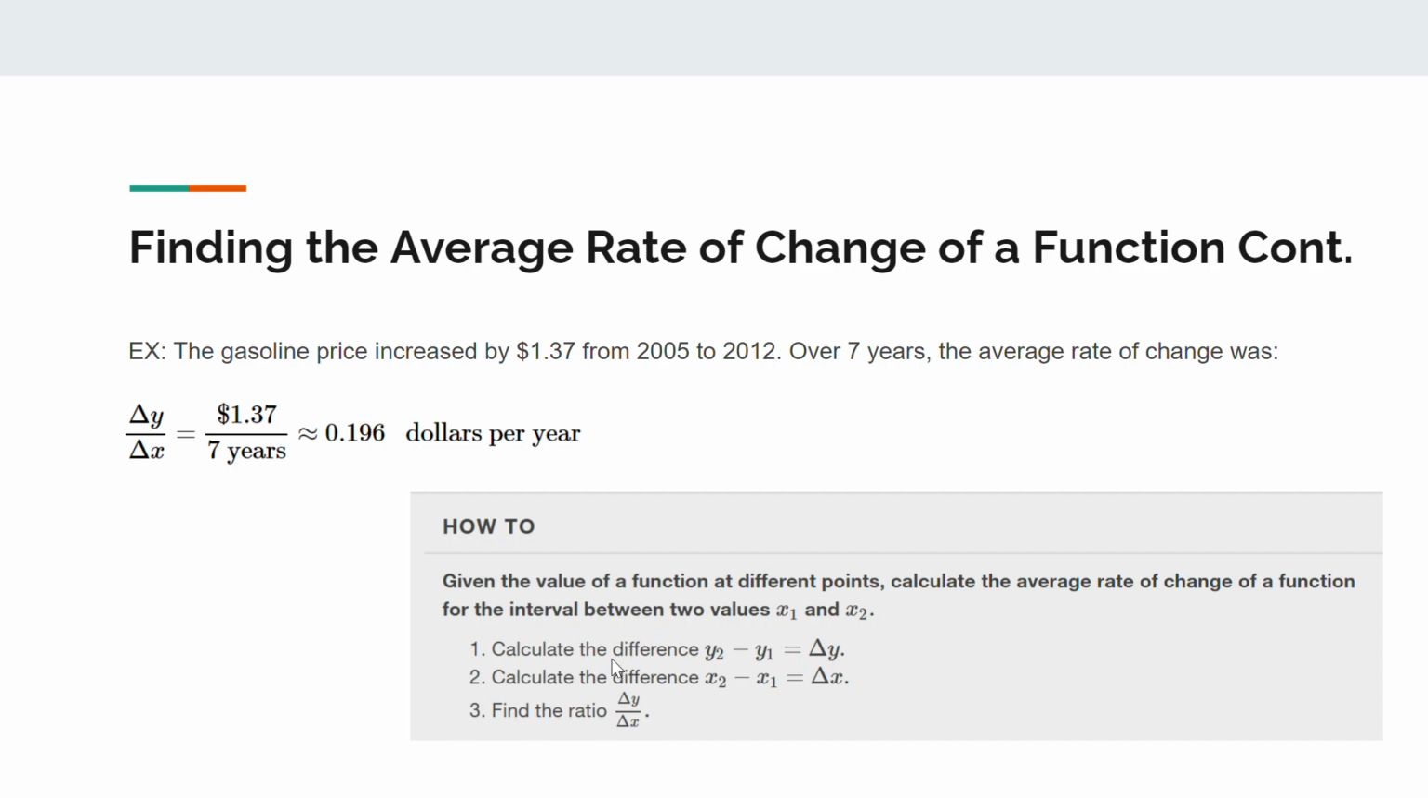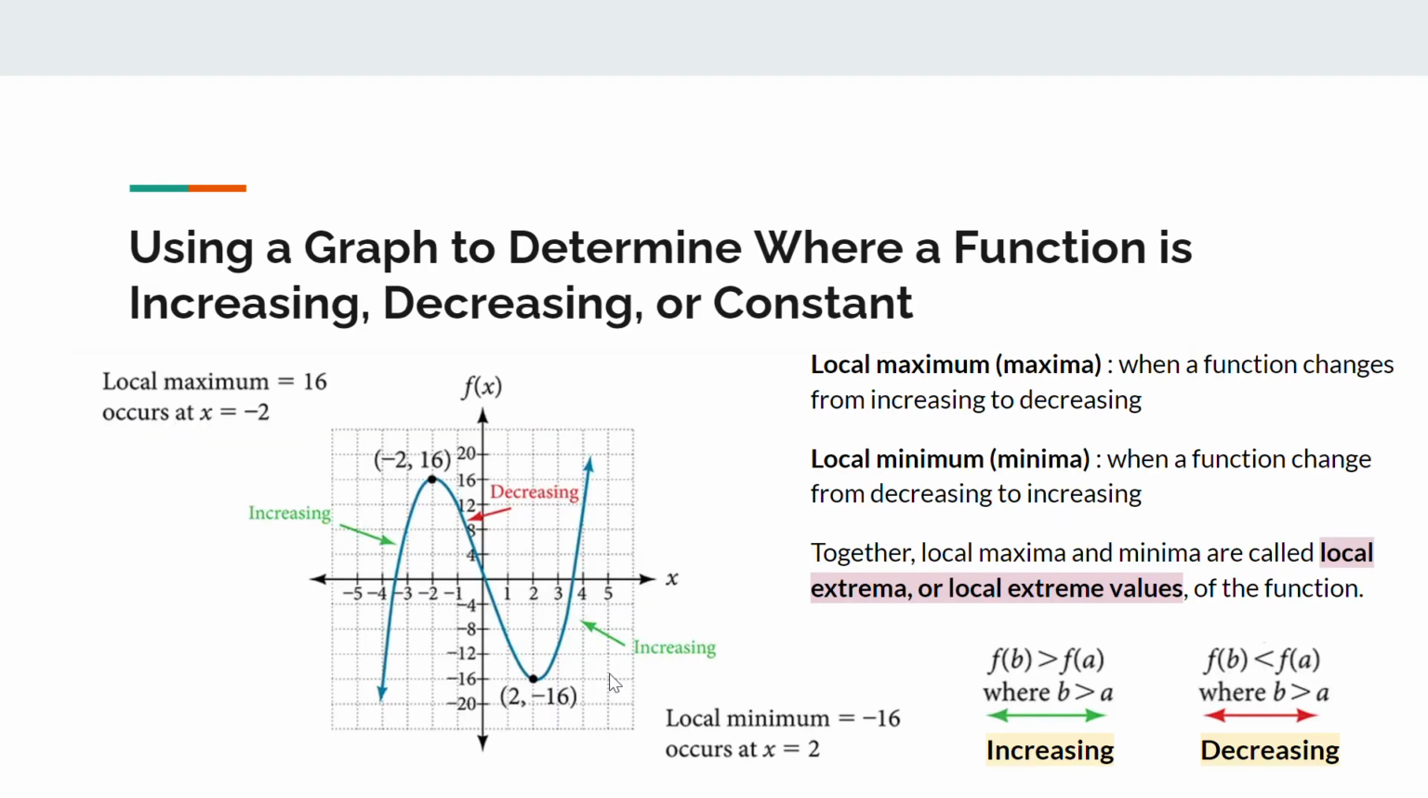So you first calculate the y difference, then you calculate the x difference, and then you find that ratio. The next topic we're going to be discussing is using the graph to determine where a function is increasing, decreasing, or constant. Here are a few terms that you will need to learn. First is increasing and decreasing.